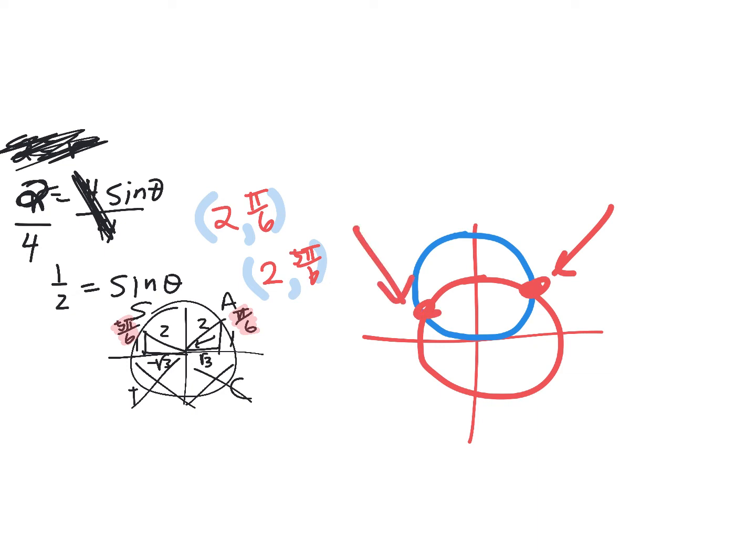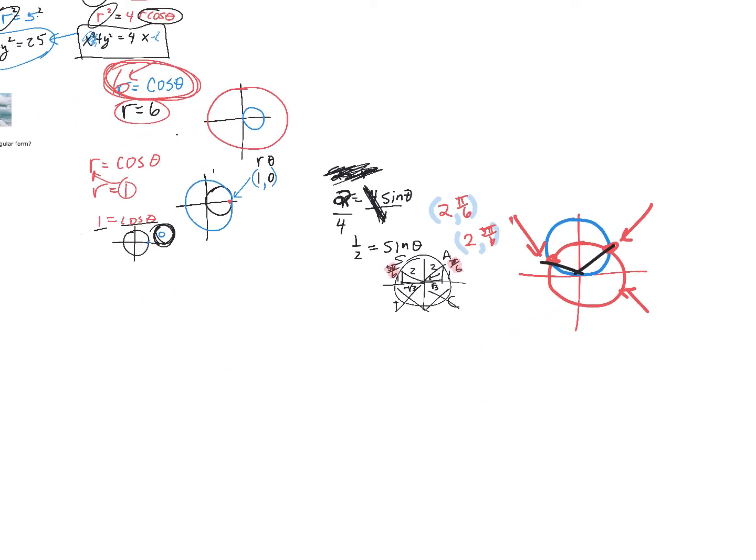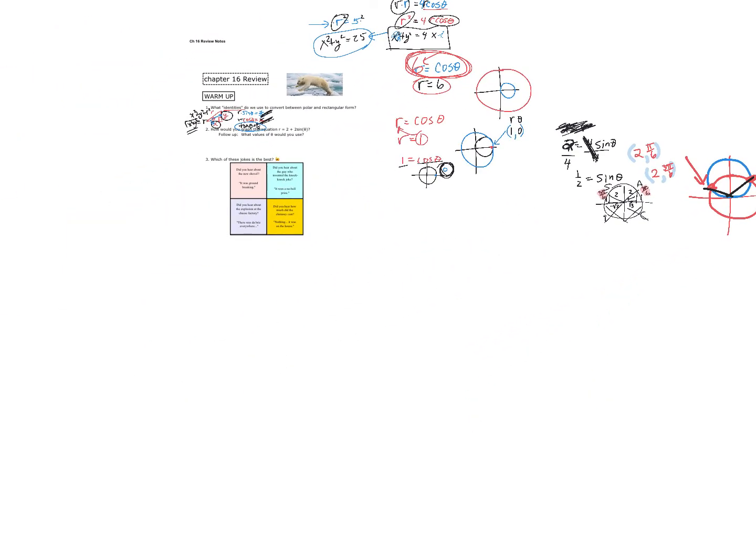Why do they have a radius of 2? Because they're on this circle that has a radius of 2. That only makes sense. And why are those two angles what they are? Well, look, there they are. Okay, I think that's enough practice of that.